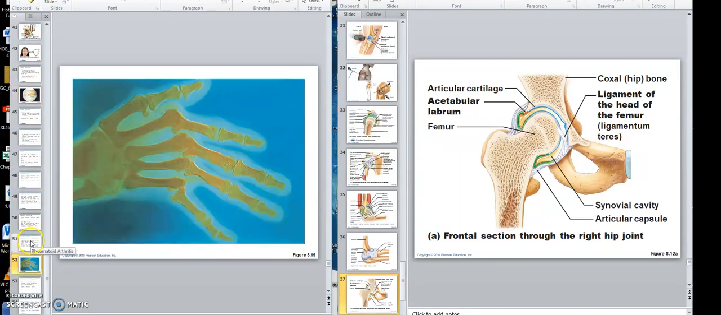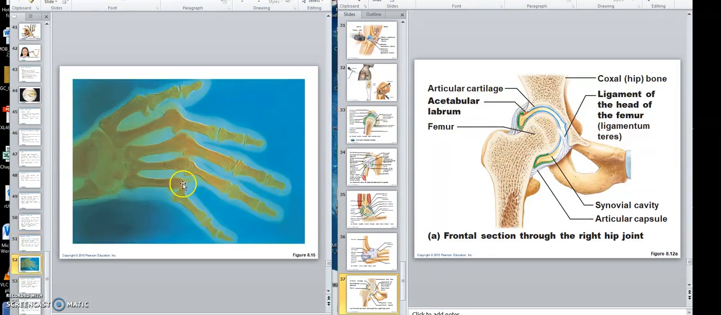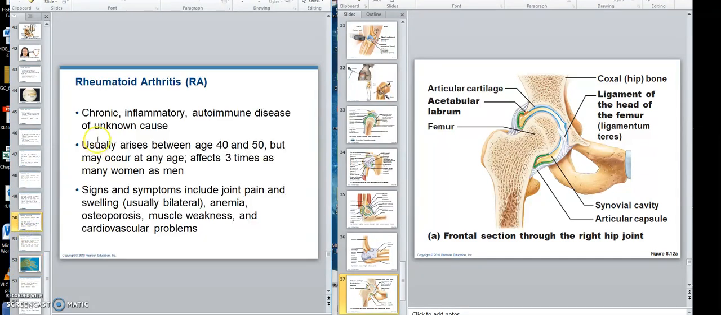Here's rheumatoid arthritis, with synovitis of the affected joint. Osteoarthritis primarily affects the hyaline cartilage. Rheumatoid arthritis is really more of an autoimmune condition. Inflammatory cells migrate to the joint, and then it starts invading the joint. So it really involves the synovial membrane first, and you get this look here. It's a chronic autoimmune disease of unknown cause, usually arising between 40 and 50, but may occur at any age. 3 times more common in women than men.